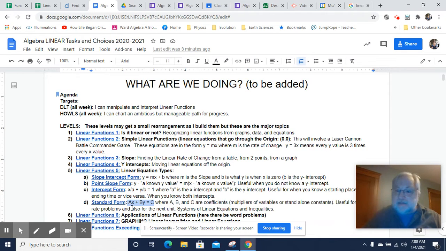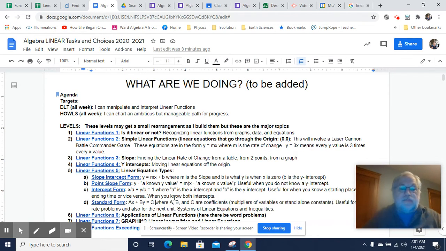The variable is x. If I use the slope-intercept form, y equals mx plus b, the coefficient of x is the slope. It's m. It's the number that is times x. A coefficient can also be a standalone constant. So this c is just a number.